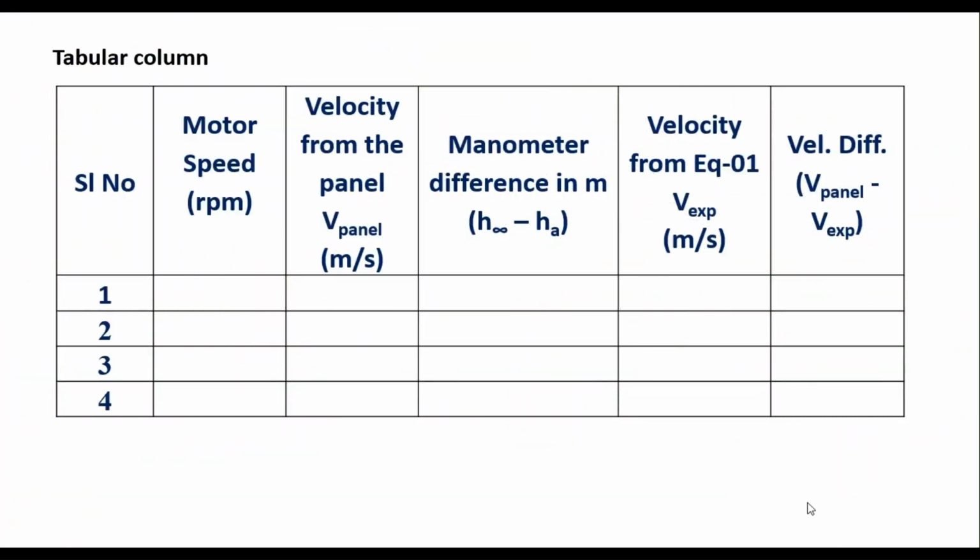This is the tabular column which we use to calculate the velocity of the flow inside the test section of the tunnel. Here we can take the readings: axial fan speed in RPM, velocity from the panel, and the manometer head from the panel. The velocity from Bernoulli's equation, noted here as v experimental in meter per second, can be calculated, and the error, which is the difference between v panel and v experimental, can be calculated.